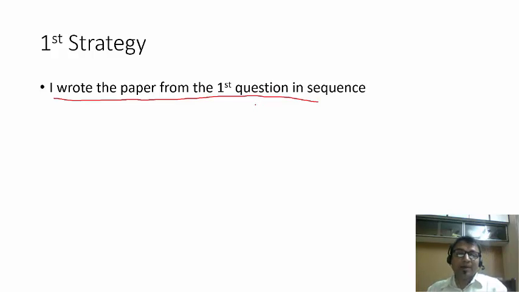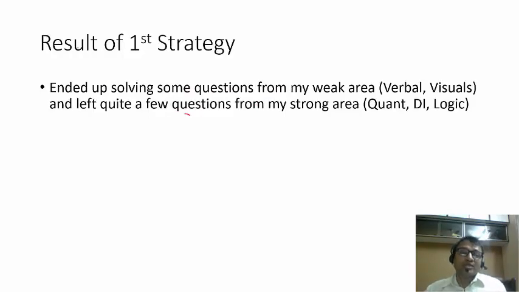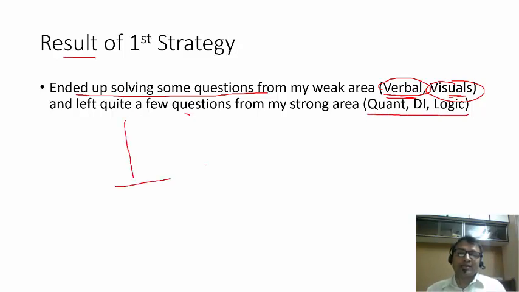Since I couldn't complete the paper at all, I ended up solving some questions in my weak area. My weak area was verbal and visuals. Visuals were something very new to me; I didn't know about it. And my strong area was quant, DI, logic. So when I solved from 1 to 200, I realized that I solved a few questions of verbal and visuals, which were my weak area, and left some questions of quant, DI, logic, which was my strong area, because I went from first to last. Whatever questions came in, I started solving them.